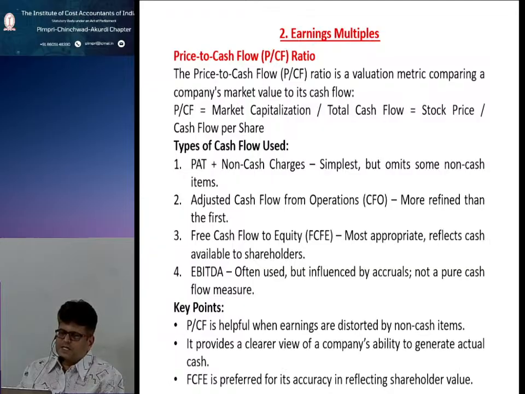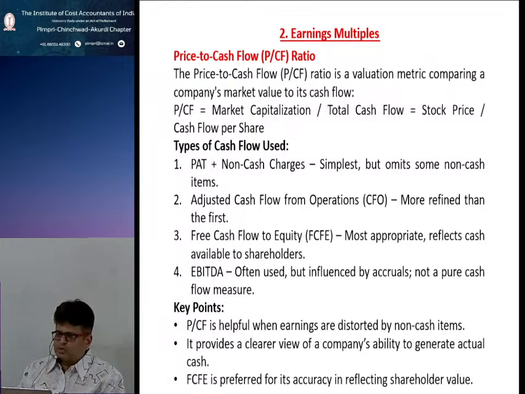which omits some non-cash items. So this is the simplest method of cash flow, that is PAT plus non-cash charges. The second type of cash flow that is used is adjusted cash flow from operations, CFO, more refined than the first one. Free cash flow to equity, that is FCFE, is most appropriate, reflecting cash available to the shareholders. And EBITDA, which is often used but influenced by accruals, is not a pure cash flow measure.